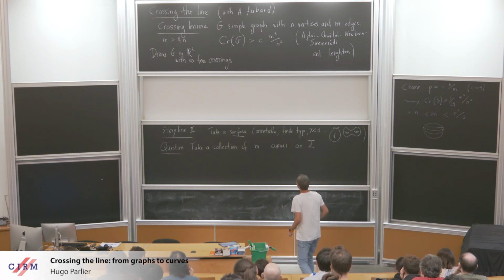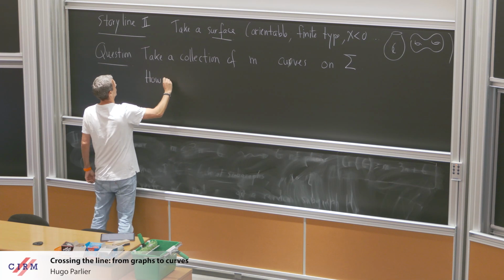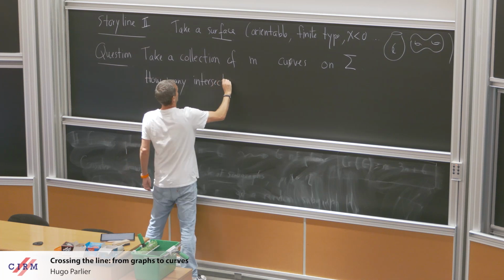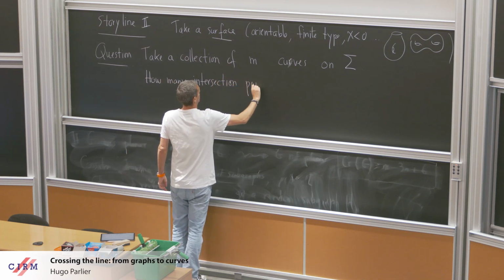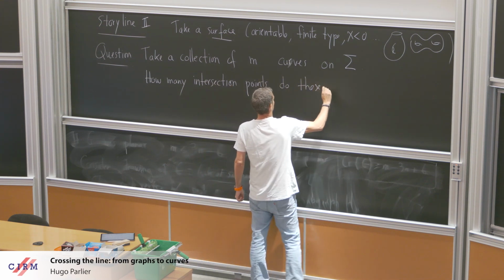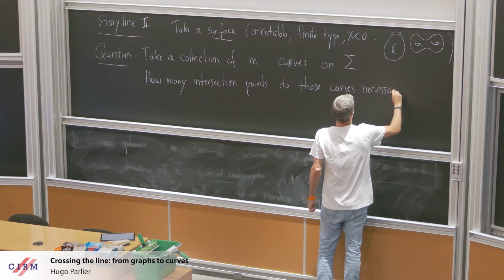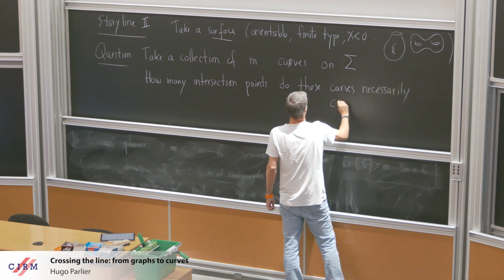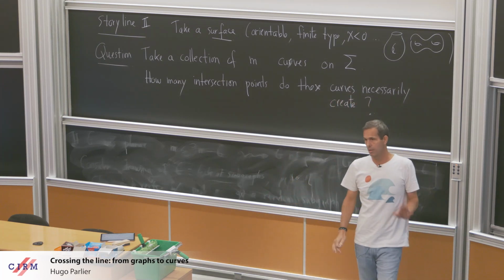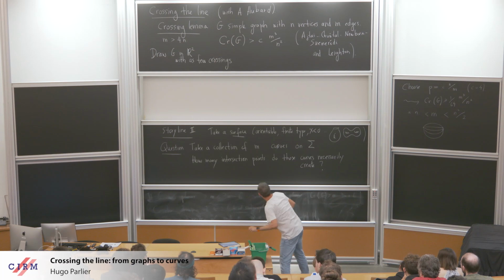It's great. Okay, anyways, take a collection of M curves on sigma, and then the question is how many intersection points do these curves necessarily create? All right. So let's put some adjectives on here so that this actually makes sense, and you can put your choice of adjectives.